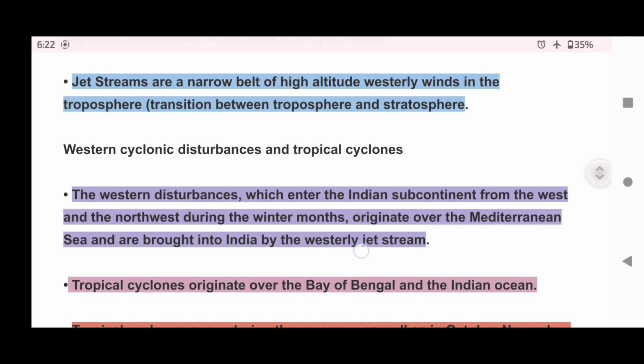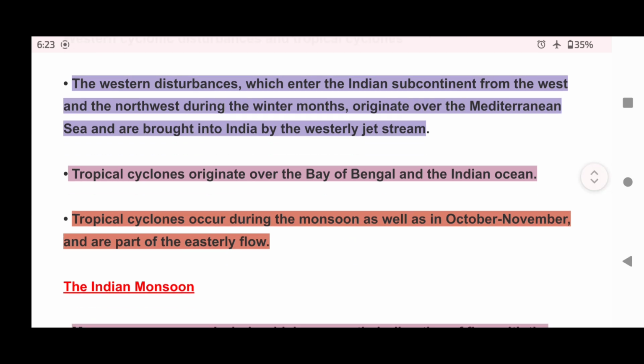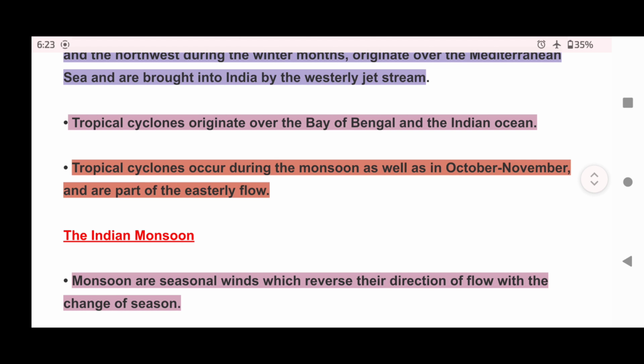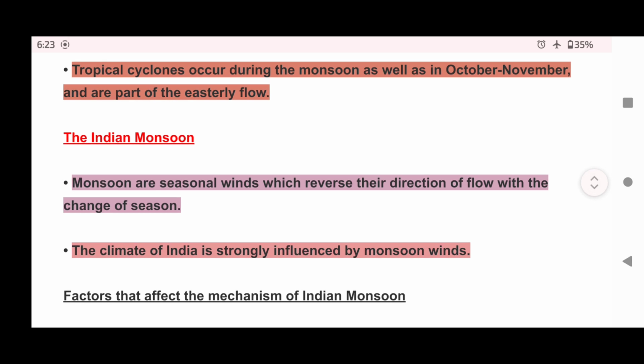Western cyclonic disturbances and tropical cyclones. The western disturbances, which enter the Indian subcontinent from the west and northwest during the winter months, originate over the Mediterranean Sea and are brought into India by the westerly jet stream. Tropical cyclones originate over the Bay of Bengal and the Indian Ocean. Tropical cyclones occur during the monsoon as well as in October-November and are part of easterly flow.